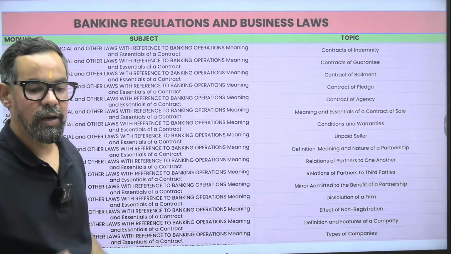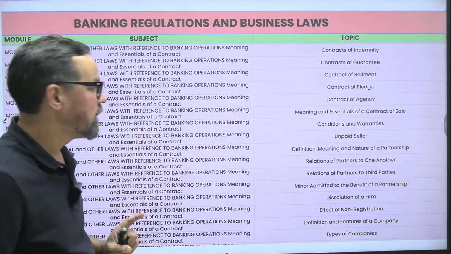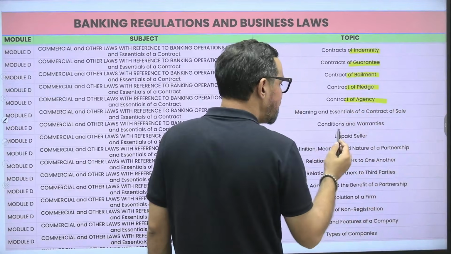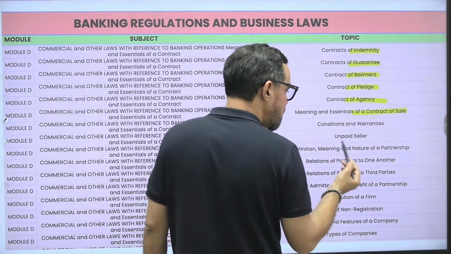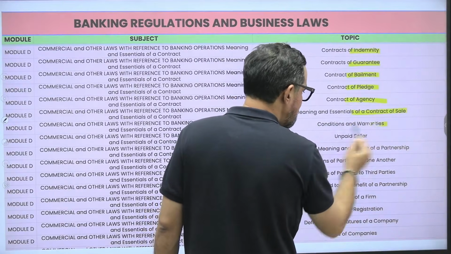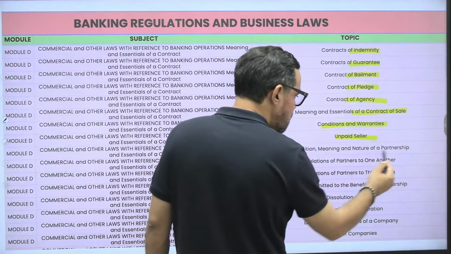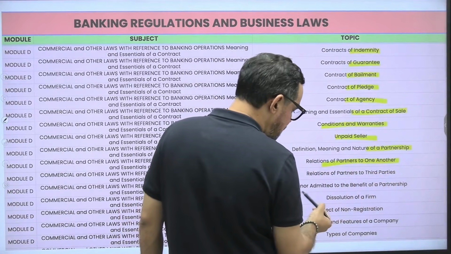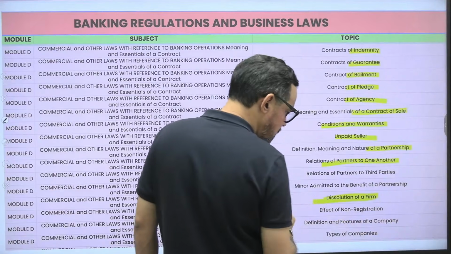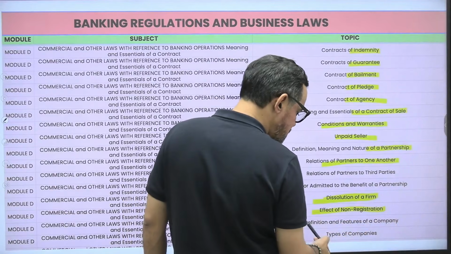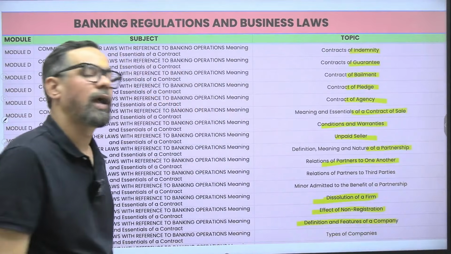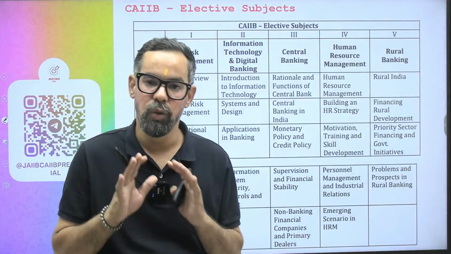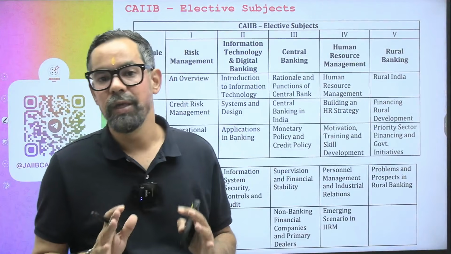Module D, one of the dangerous ones from the BRBL. So contract of indemnity, guarantee, bailment, pledge, agency. Then we have meaning and essentials of contract of sale. SOGA Act is there. Condition and warranty, unpaid seller. Definition and meaning of partnership. Then we have relation of partners. Then we have dissolution of a firm, effect of non-registration, the features of a company and types of companies. So this is the overall curriculum which is generally part of your module D or the entire BRBL subject.